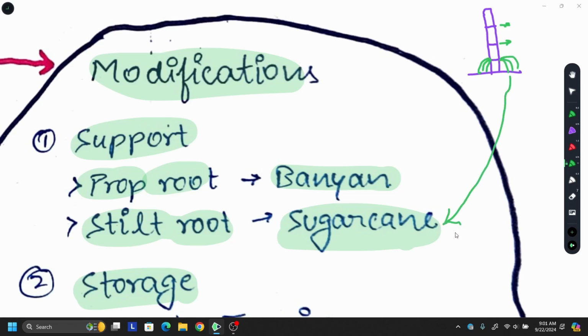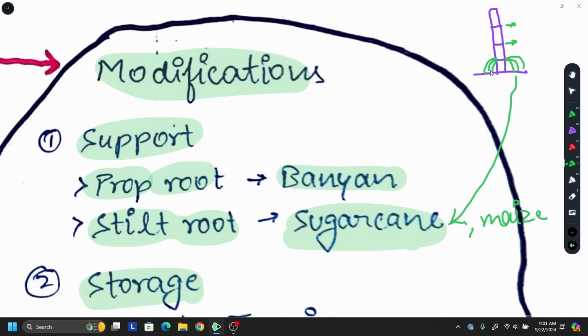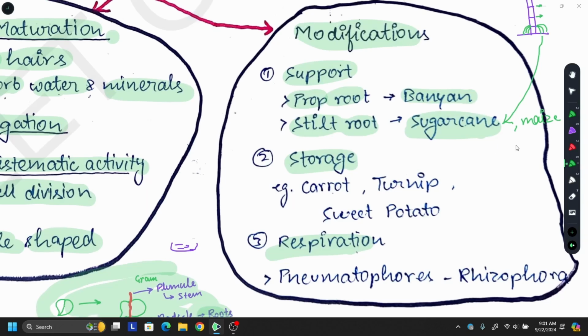These are stilt roots. So stilt roots are seen in sugarcane, and also in maize, and they are also for support. They arise from the basal, or you can say last node present in the plant. So these are modification types of root: prop root and stilt root.